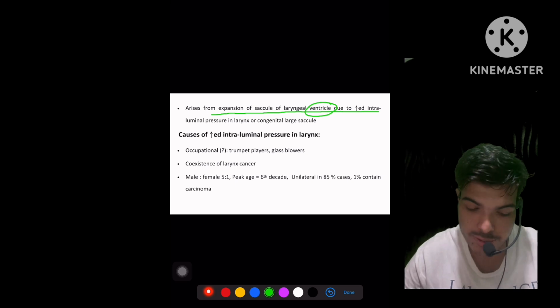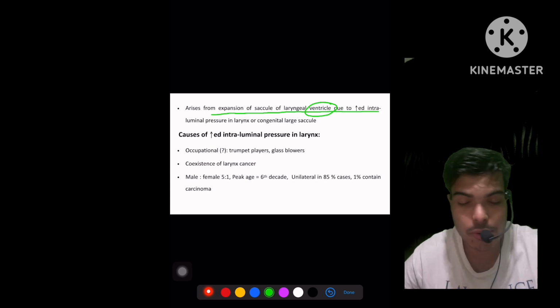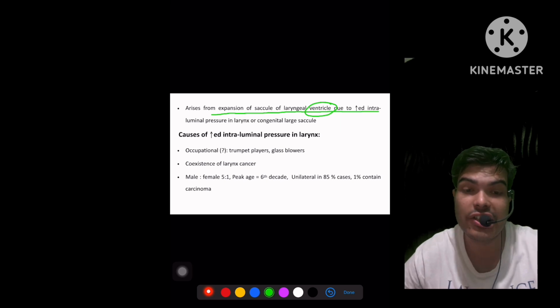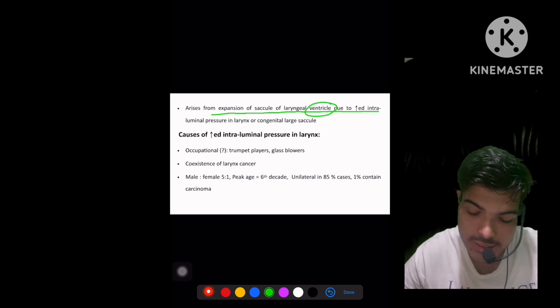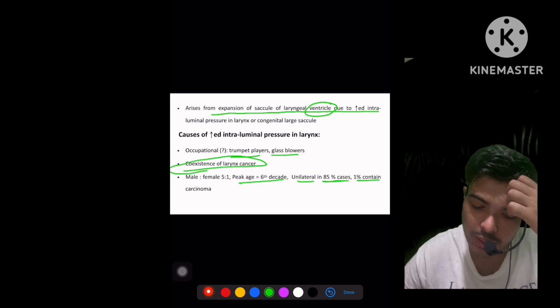Very good, rima vestibuli. Okay, so occupational, like trumpet blowers and glass blowers and trumpet players, it can coexist with larynx cancer. And it's seen in the 6th decade. It's unilateral in 85% of the cases, and 1% consists of carcinoma. Male to female ratio is 5:1.